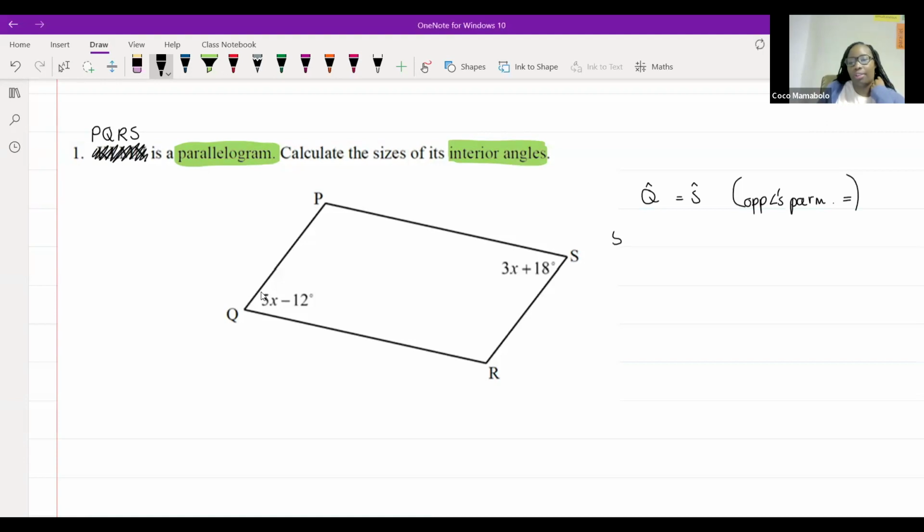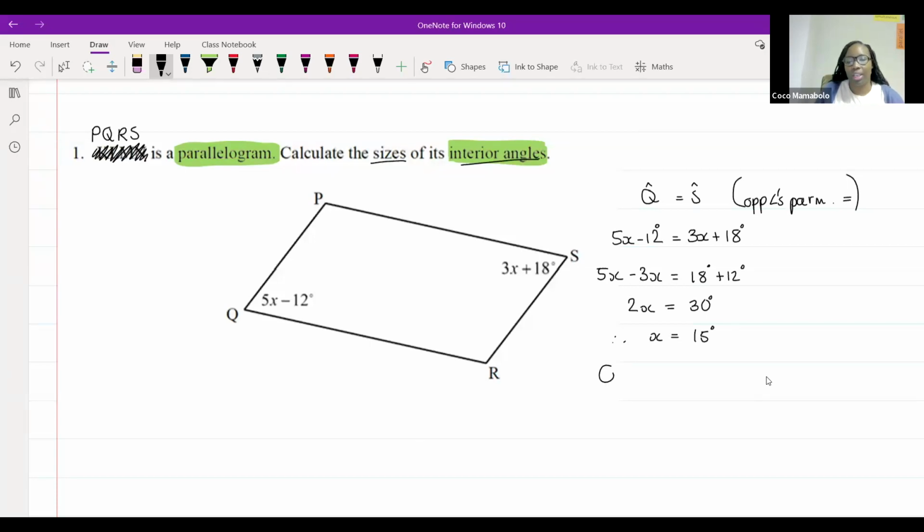Then I can say 5x minus 12 is equal to 3x plus 18 degrees, and I'm just going to shift things around. I'm going to get 5x minus 3x is equal to 18 plus 12. This is 2x is equal to 30 degrees. And therefore, x is equal to 15 degrees, right? But don't get fooled, guys. That's not what the question asked. The question did not say solve for x. The question said calculate the sizes of its interior angles. So there's still a job to be done.